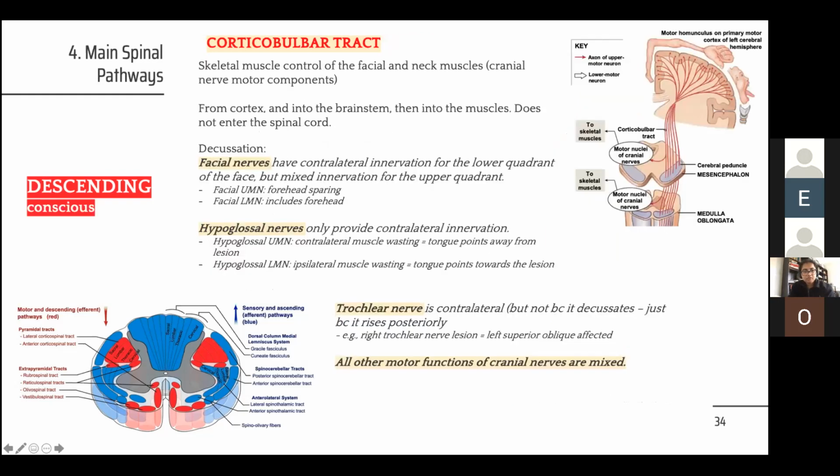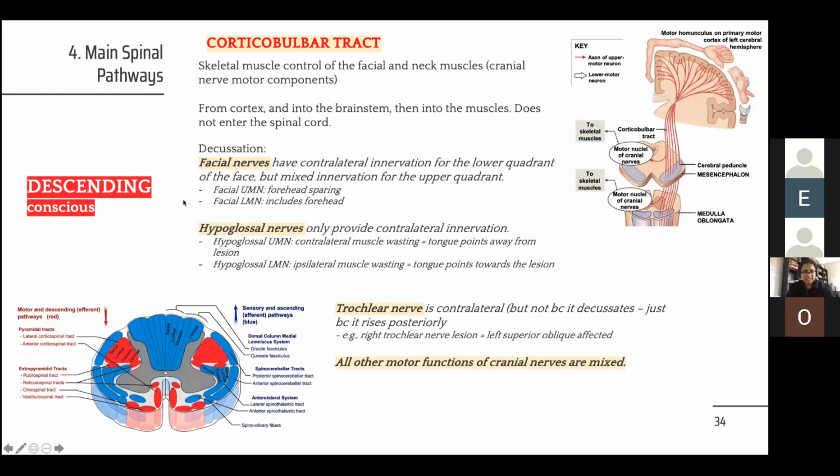The other important descending pathway is the corticobulbar tract. The corticobulbar tract is not shown in this diagram because it does not go into the spinal cord, because the corticobulbar tract controls the muscles of your face and neck. So it has no need to go into the spinal cord. So all it does is that the nerves start in the cortex, they go into the brainstem, and then they just go directly out into the muscles.